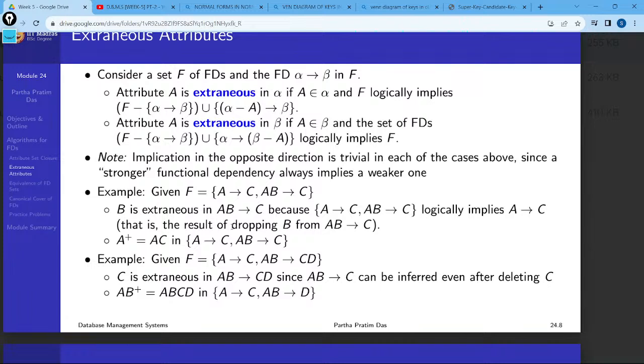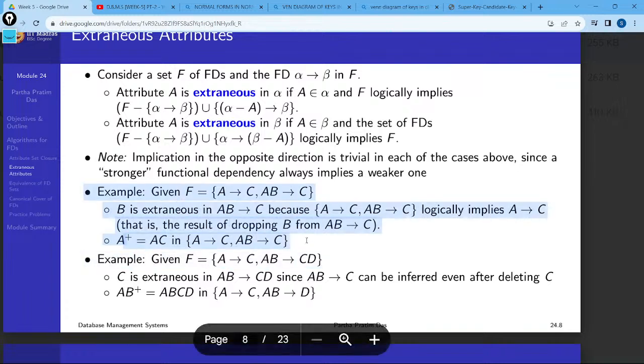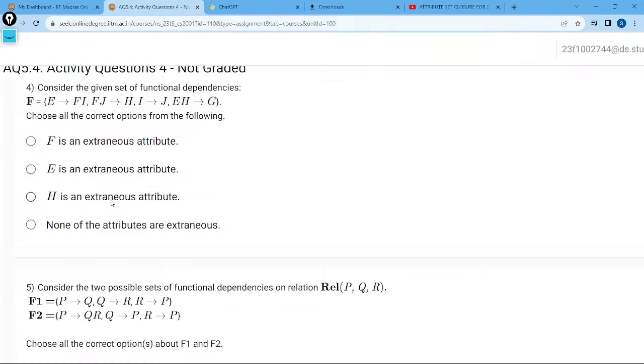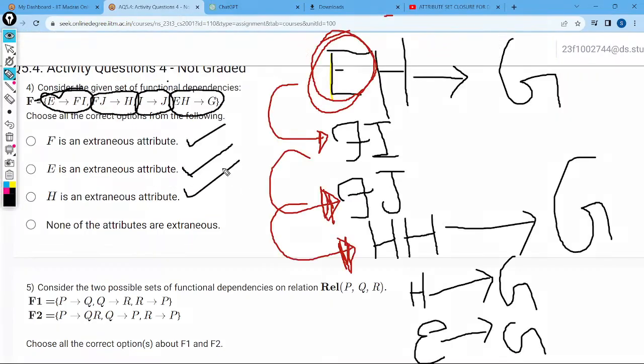Okay, so read this. By reading this, we can understand that H is an extraneous attribute and not E. Reason: using E, we can reach H, but we cannot do vice versa. You cannot go from H to E. You cannot manipulate H into going to E. So this one is correct.